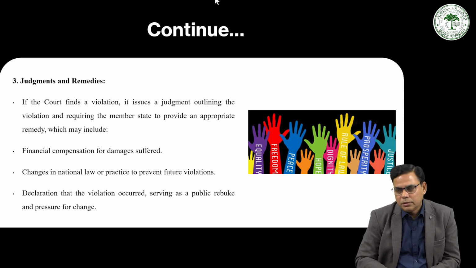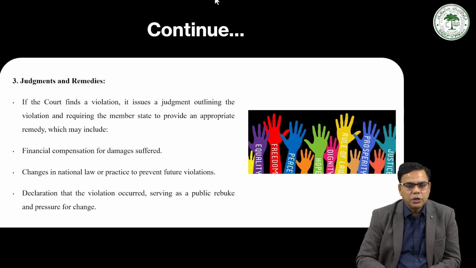Judgments and remedies. If the court finds a violation, it issues a judgment outlining the violation and requiring the member state to provide an appropriate remedy, which may include the remedial measures that are provided by the court. They may include financial compensation for damages suffered. That is one thing. So it is part of compensatory justice. So, the financial compensation for damages suffered.